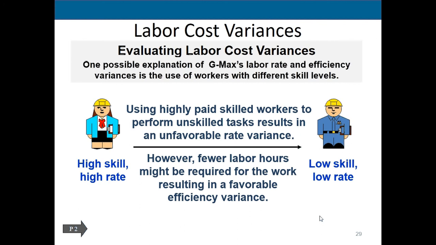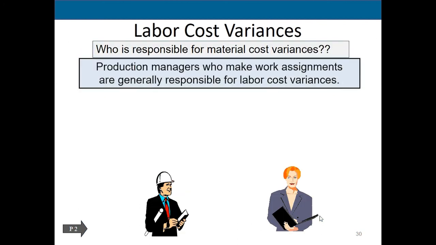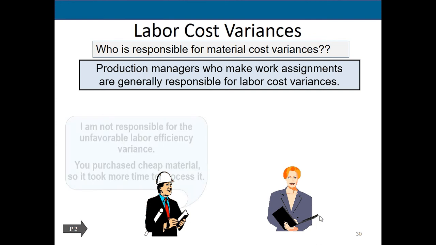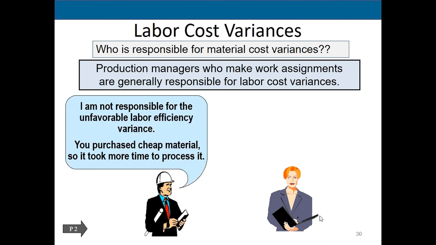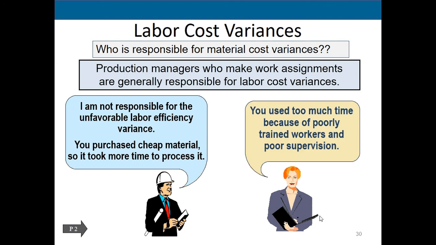Let's see who's going to point the finger at who, though, because I'm sure it's still going to happen. This one is probably even more interesting. He says, I'm not responsible for the unfavorable labor efficiency variance. You purchased cheap material, so it took more time to process it. And she said, no, you used too much time because of poorly trained workers and poor supervision.